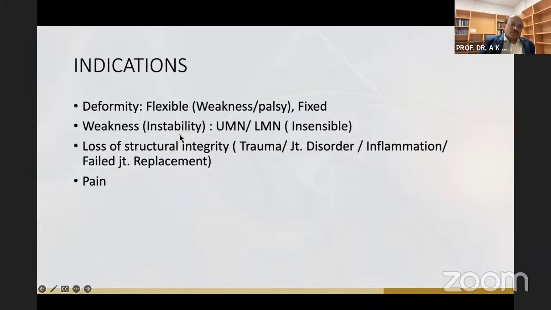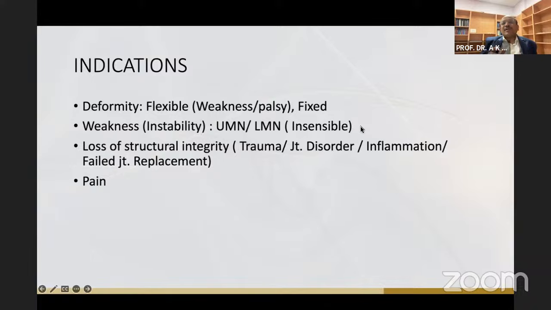We can use these orthoses. Next is weakness or instability. It may be the upper motor neuron type of paralysis or the lower motor neuron type of paralysis. Remember that in lower motor neuron type of paralysis, sometimes there may be some insensitive skin. So some addition should be made with that. Not only do we have to take care of the joints, but also we have to take care of the skin. That means we have to use the total contact sole for the insensible foot.